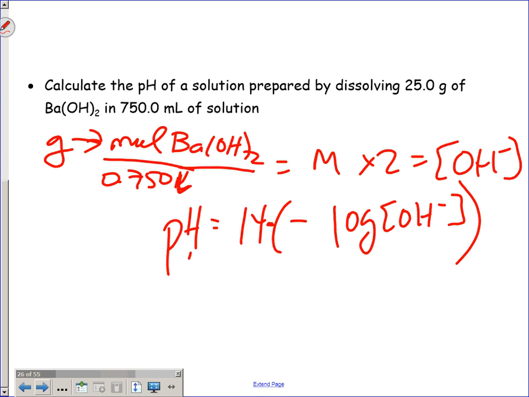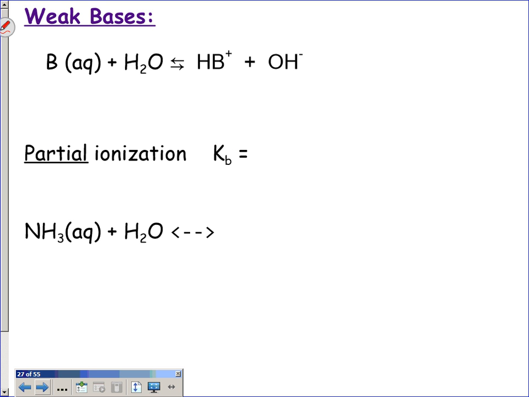Or could you just take 1 times 10 to the negative 14 divided by that and get the concentration of H plus? Yeah, you actually could do it. The pH formulas are so versatile. You can really do a lot with them. So yeah, she said take this and then use the Kw constant divided by that to give you hydronium, and then go to pH.